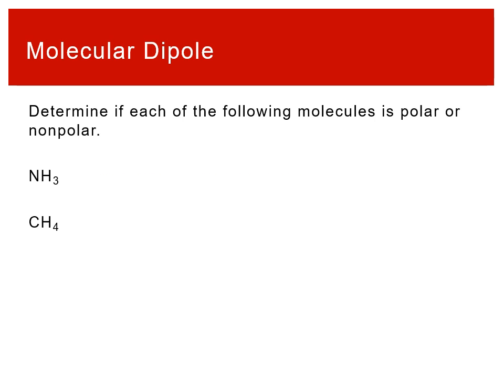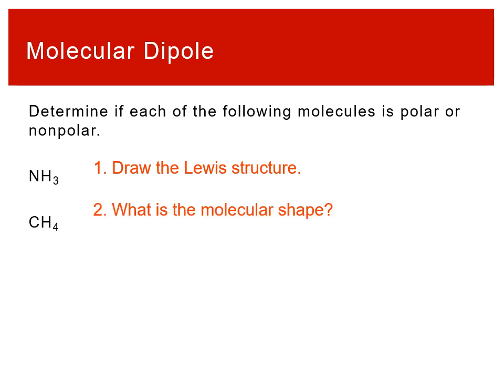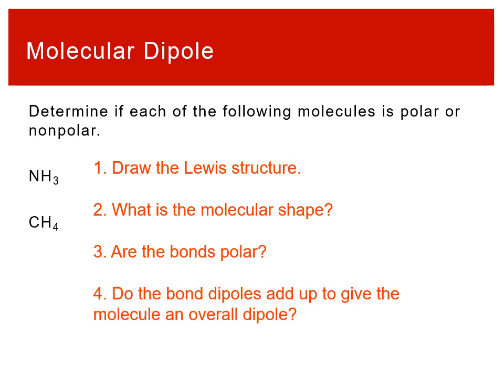So I could start off, draw the Lewis structure. As we move forward, if we want to know properties of molecules, drawing the Lewis structure is going to be our best first bet, where we always want to jump off from. What's the molecular shape of the molecule? Are the bonds polar? Do the bond dipoles add up to give the molecule an overall dipole? This is what I walked through with the oxygen example.